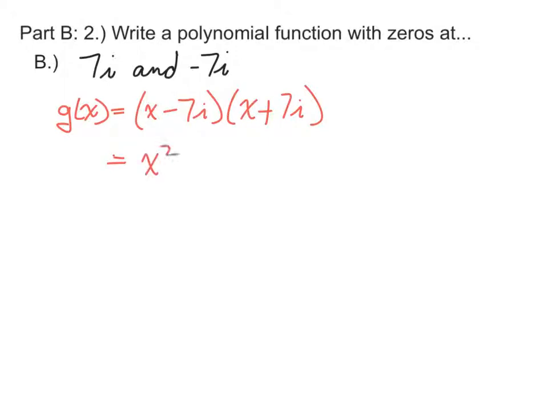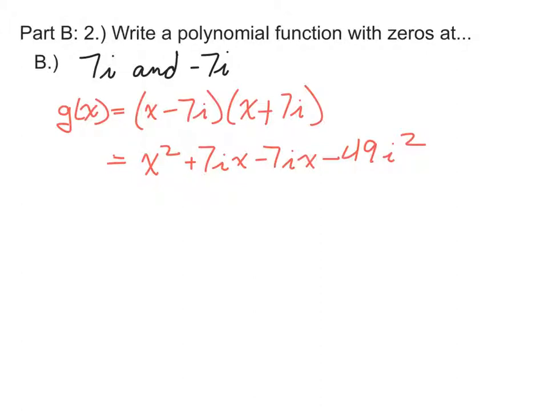First will give us x squared. Then x times 7i is plus 7ix. And then minus 7i times x is minus 7ix. And then lastly, negative 7i times positive 7i is negative 49i squared.